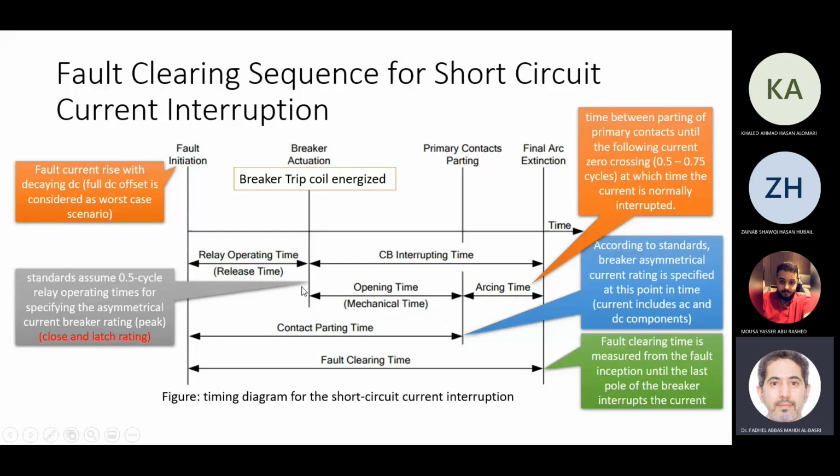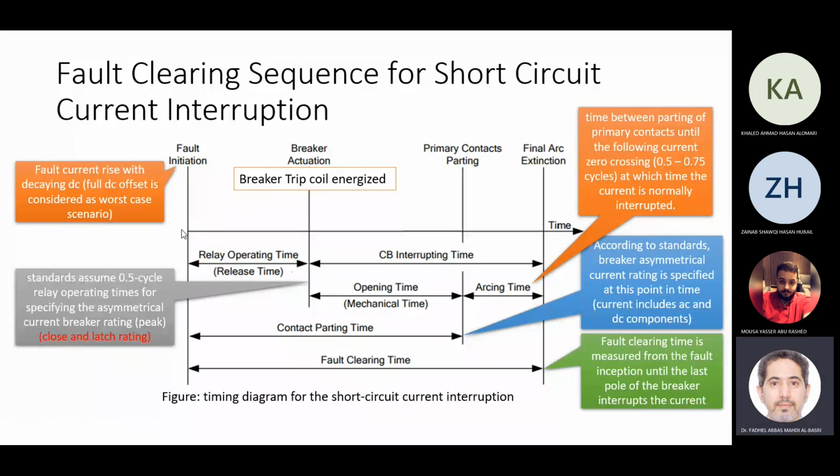Now it depends on the relay time. Some relays take 1 cycle, some relays take 2 cycles, okay, to detect the faults and give a command to the circuit breakers. In the standard, they assume the fastest. So in this case, they have assumed 0.5 cycles of relay operating time from this fault initiation to the point where an action is given by a relay. So this is the timing based on the standard.